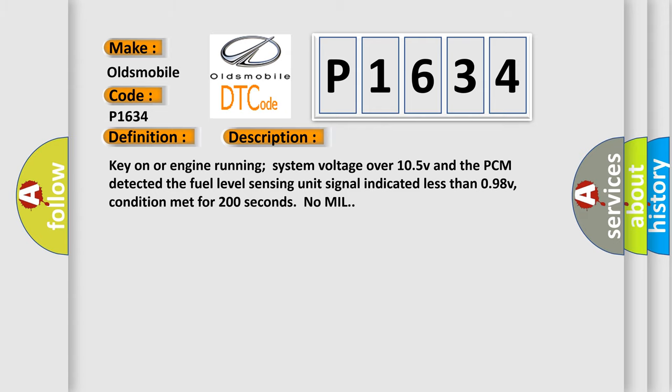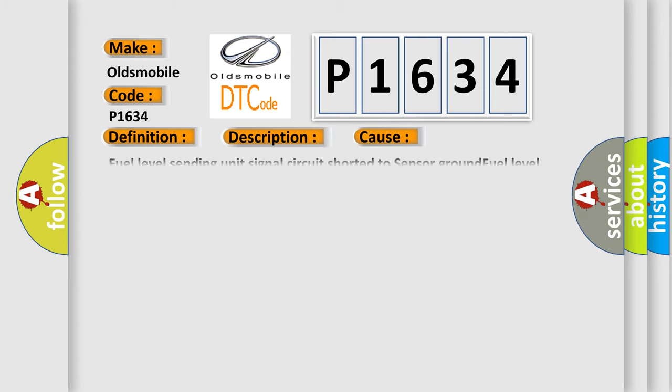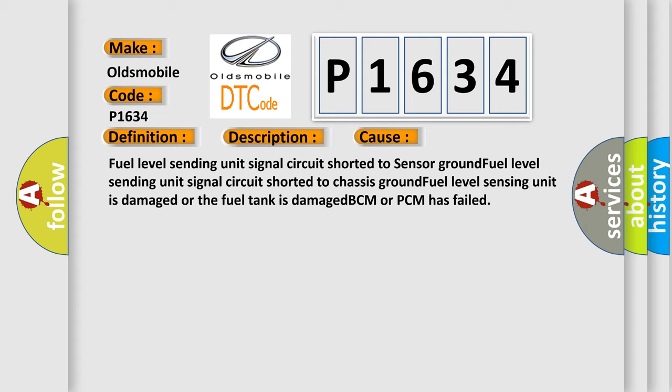This diagnostic error occurs most often in these cases: fuel level sending unit signal circuit shorted to sensor ground, fuel level sending unit signal circuit shorted to chassis ground, fuel level sending unit is damaged or the fuel tank is damaged, BCM or PCM has failed.